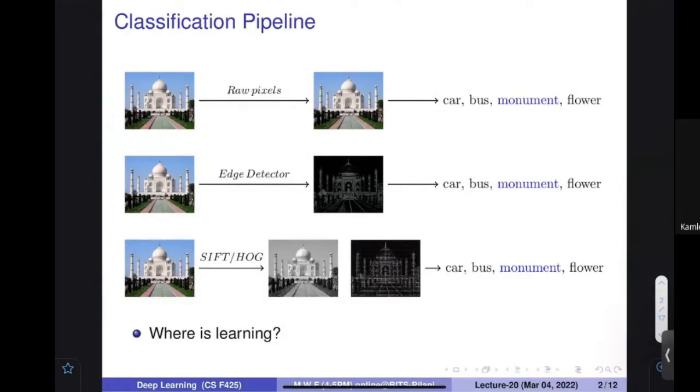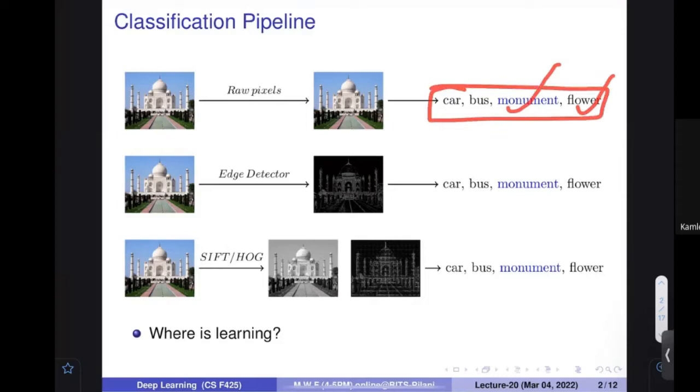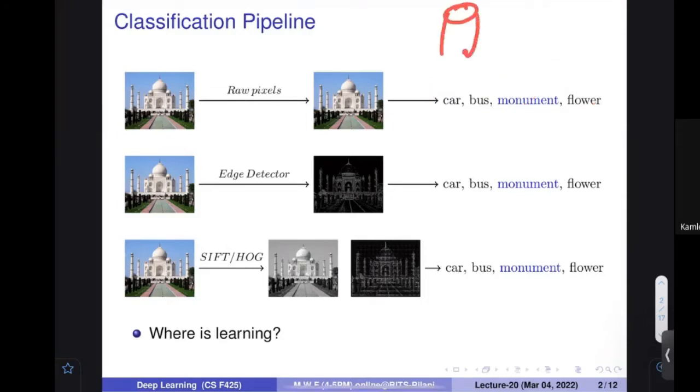I'm going to bring a kind of problem in front of you that we want to solve using a deep learning architecture. Let's assume the problem is this: you have images, and in some images there is a car, in some there is a bus, some have a monument, and some have a flower. Let's assume these are the four categories in your database, and each image can be of one kind only: either it contains a car, or a bus, or a monument, or a flower.